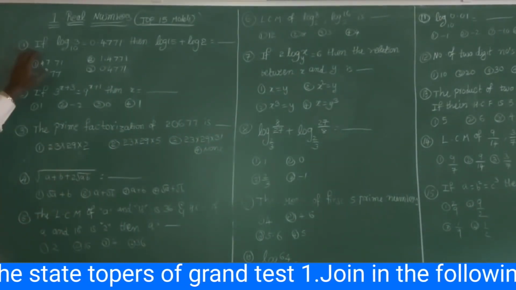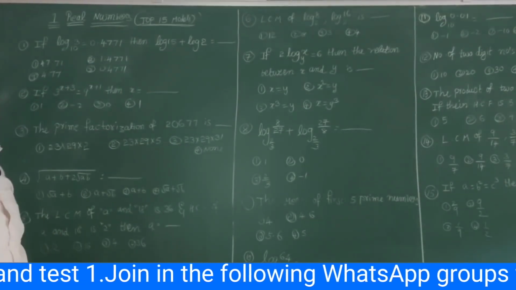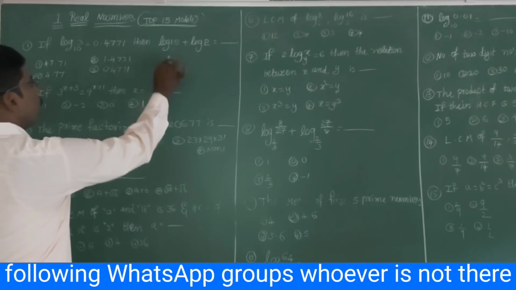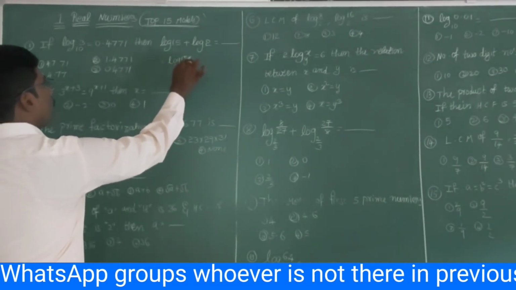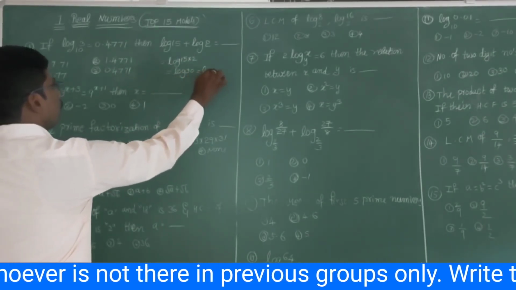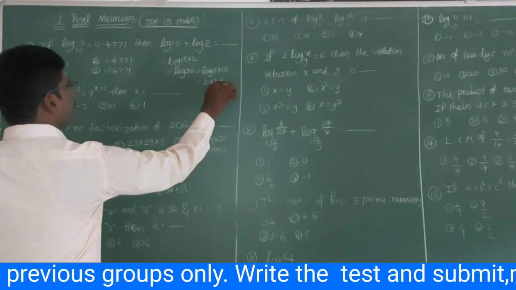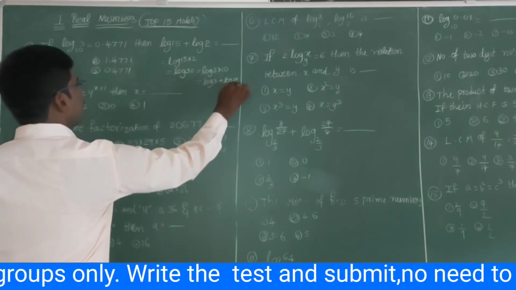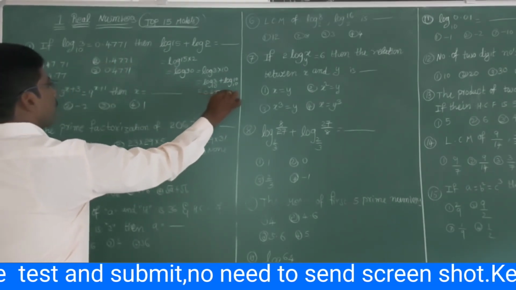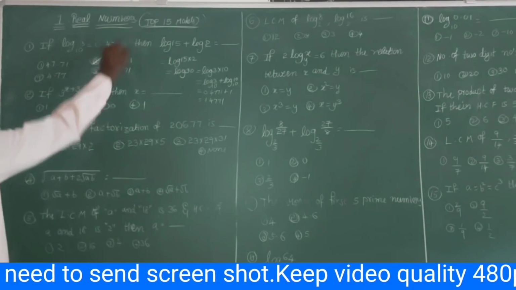Top 15 models. If log 3 base 10 is equal to 0.4771, then log 15 plus log 2 is how much? See here, log a plus log b, we know very well, is log ab. So that is log 15 into 2, which is nothing but log 30. This can be written as log 3 into 10. Again this can be written as log 3 plus log 10. Log 10 means log 10 base 10, that is 1. The value of log 3 they have given, 0.4771 plus 1, that is equal to 1.4771.